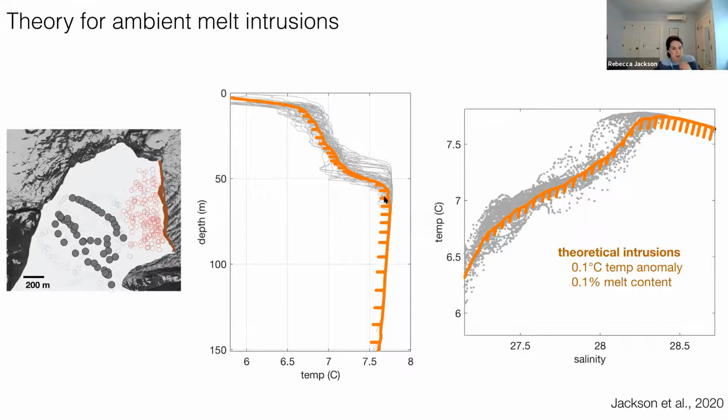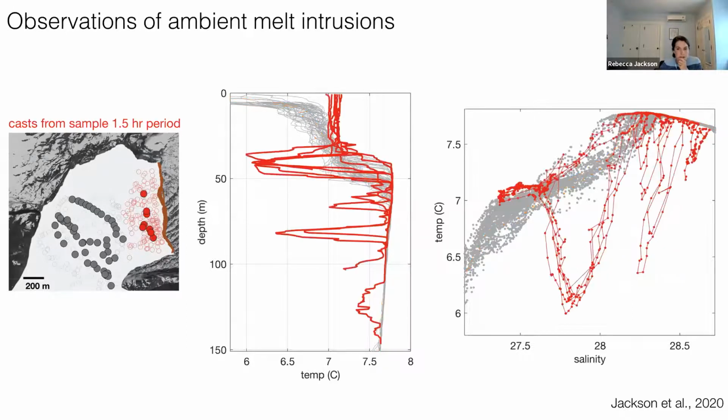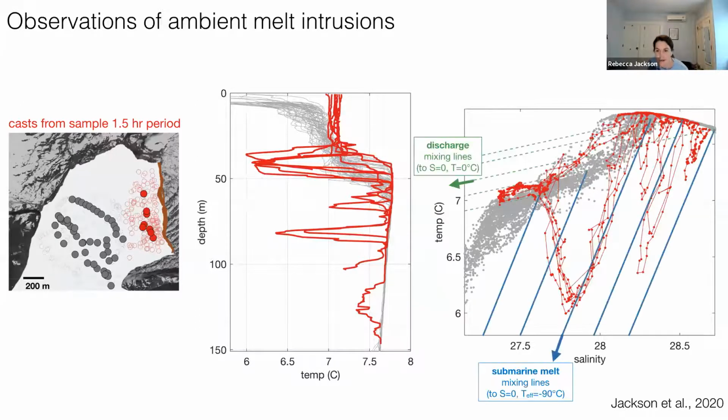But the observations we actually got near the glacier looked quite different. So this is just a set of sample casts in red right near the glacier. And you can see these big temperature anomalies of often over a degree, these cold layers that are associated with big excursions in temperature and salinity space. And to interpret this, we can add mixing lines.